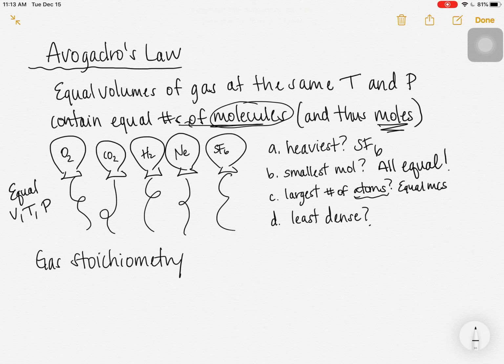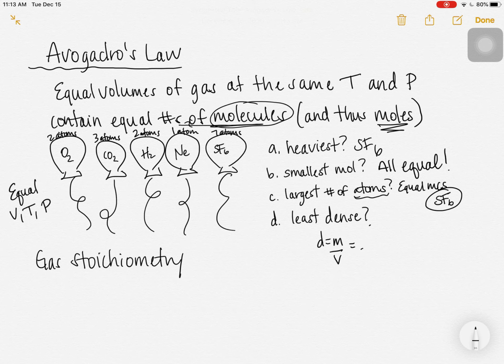This question's asking about atoms. And this is where we have to think about, in one molecule, how many atoms are there? Well, in O2, there are 2 atoms, 2 oxygens. In CO2, there are 3 atoms for every molecule. In H2, there are 2 atoms. In Ne, there's only 1. And in SF6, there are 7. So which balloon has the largest number of atoms? Well, they all have equal molecules, but SF6 has more atoms per molecule, so my answer is going to be SF6 has the most atoms.